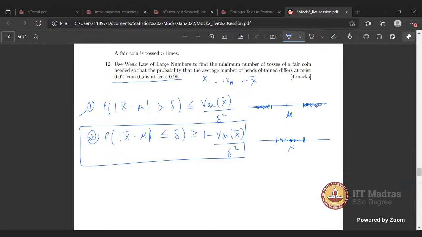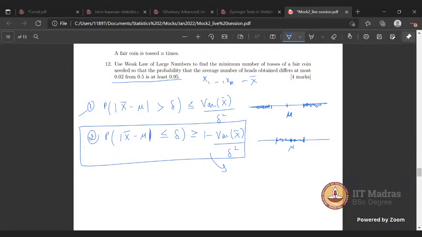So I will go through the formula, and delta square is there in the weak law of large numbers. Since the formula is variance upon n delta square. I couldn't understand. Variance divided by n delta square.